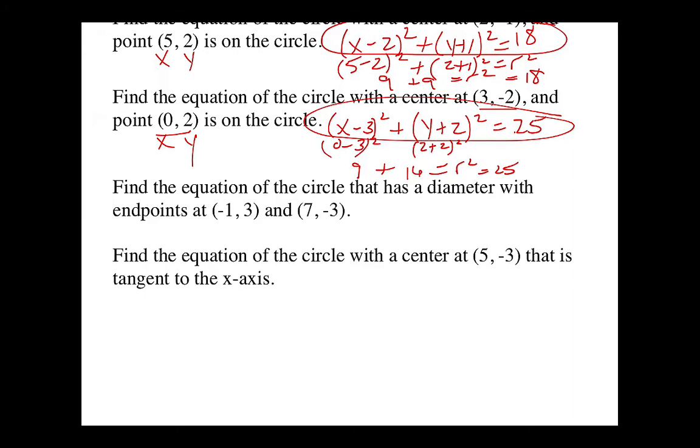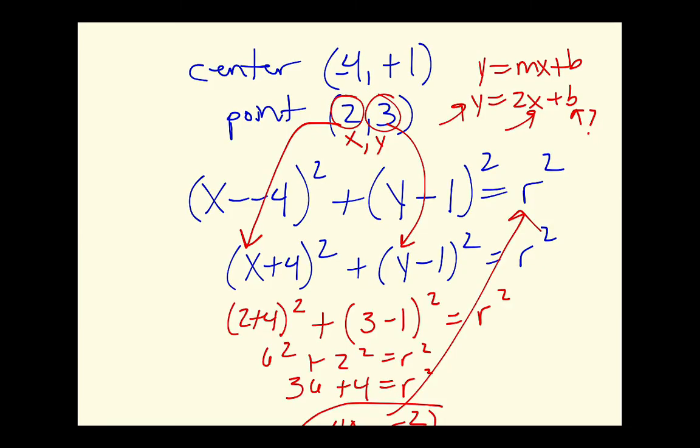What if I give it to you slightly different? Find the equation of the circle that has a diameter with endpoints at -1, 3, and 7, -3. Well, if you don't know what to do, the best thing you can do is sketch that out. So let's draw that picture.